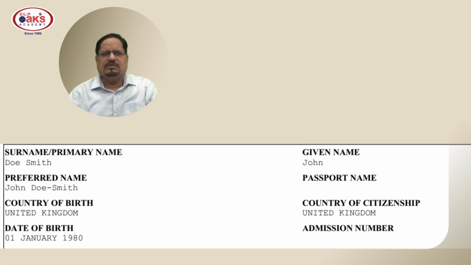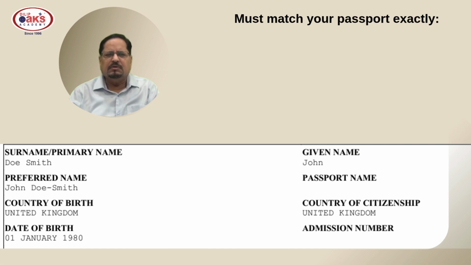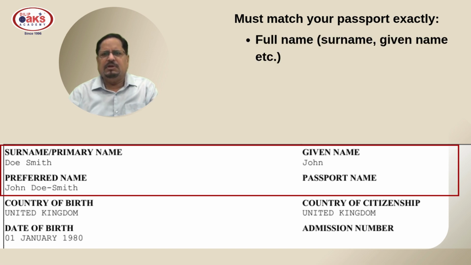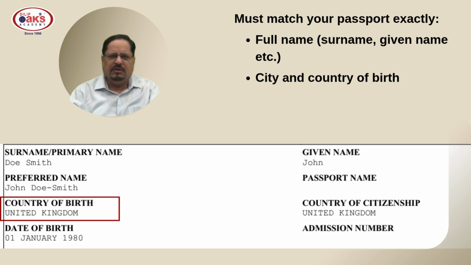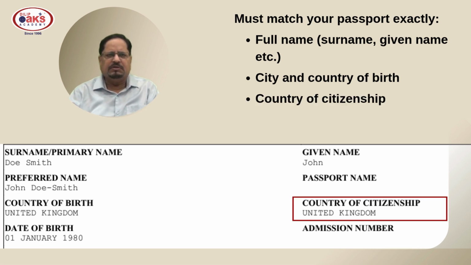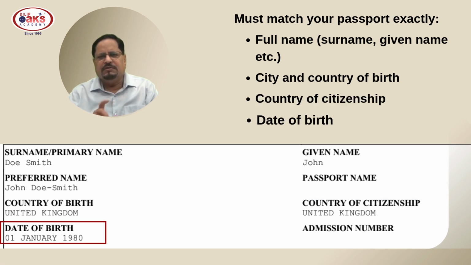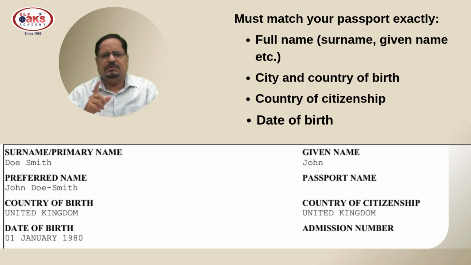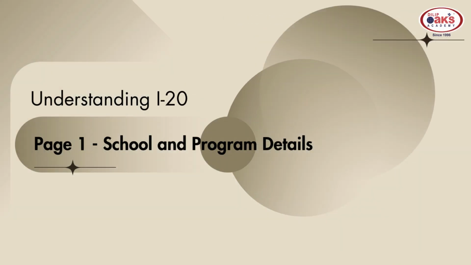Page 1 consists of your personal information and other information. First, personal information: your full name, surname, given name, and preferred name if any, city and country of birth, citizenship, date of birth. All this information must match the information printed on your passport.